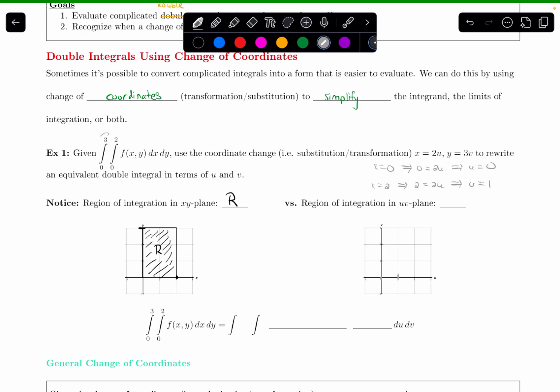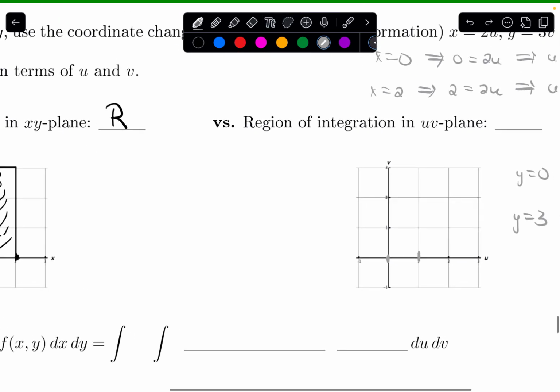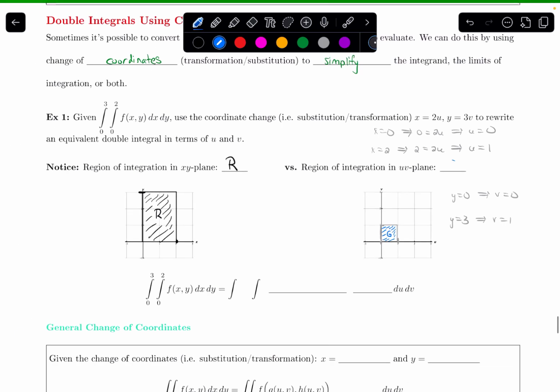If we do the same thing with these limits of integration for y, we have y equals 0 and y equals 3. And if we plug those into this substitution, if I plug 0 into that, I would get that v equals 0. And if you plug 3 into that, we'd get v equals 1. So on my v-axis, v goes from 0 to 1. So we're going to get this smaller rectangle, where the side lengths are just 1. Okay, so I'm going to call this smaller rectangle G. This is the new region that I would integrate over in the UV plane.